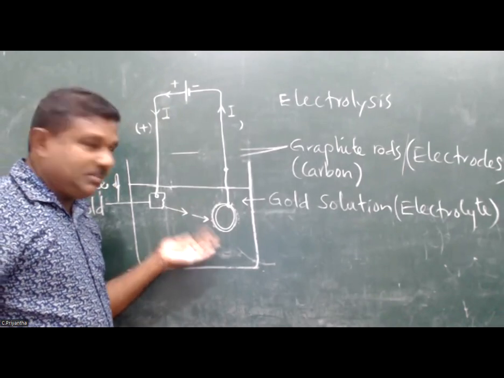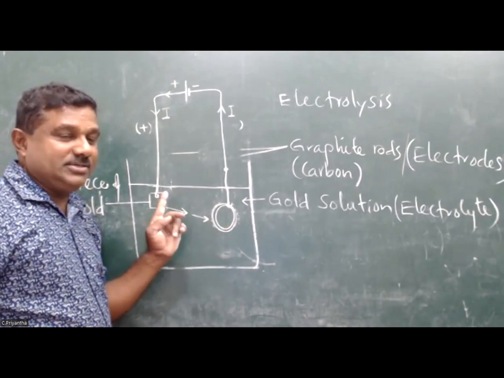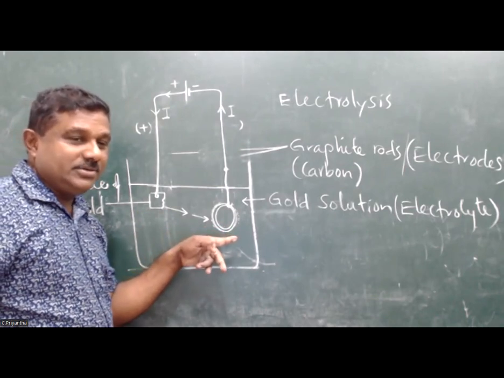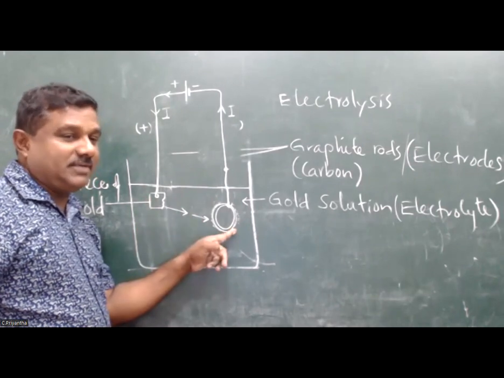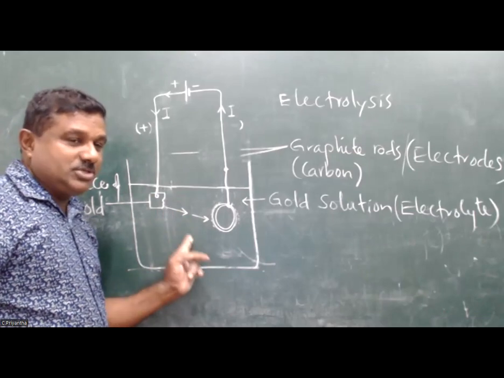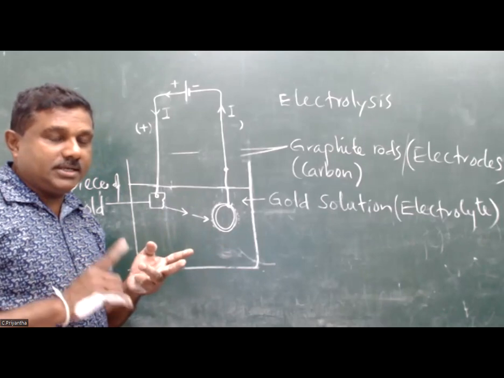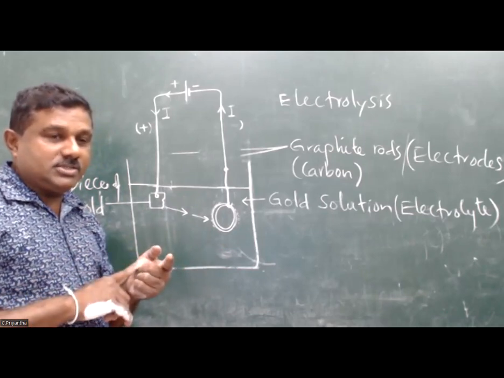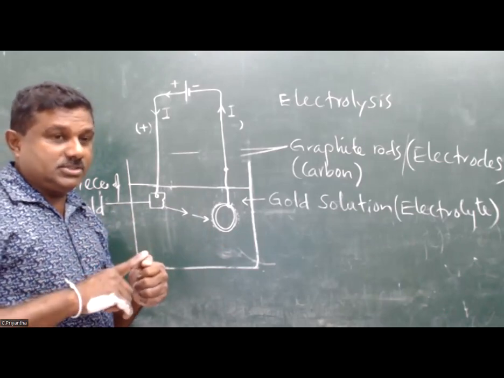Make copper sulfate solution for copper plating, gold solution for gold plating, zinc solution for zinc plating. Metal zinc with zinc solution, metal copper with copper solution, gold with gold solution. Usually we plate gold on articles, copper on articles, silver on articles, nickel on articles, zinc on articles.